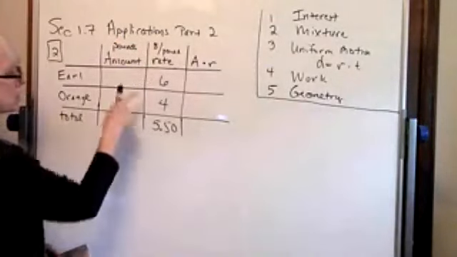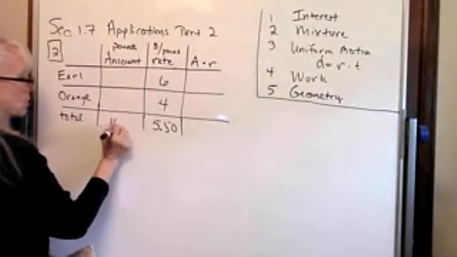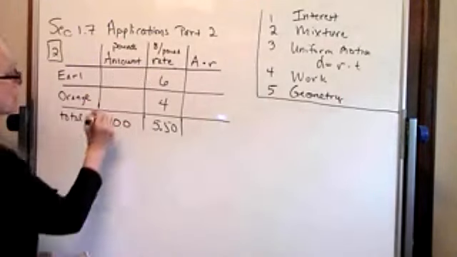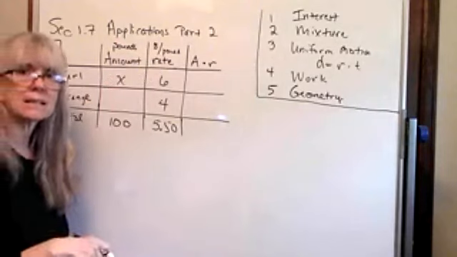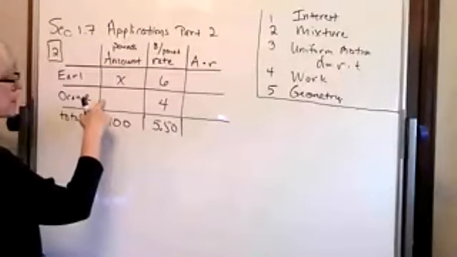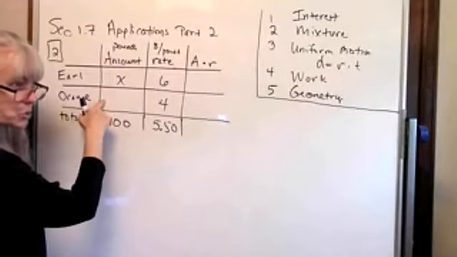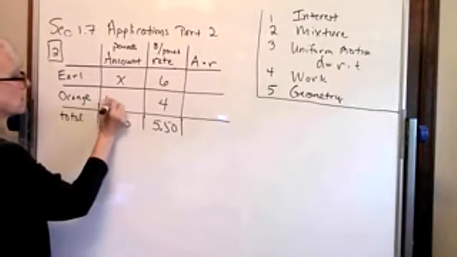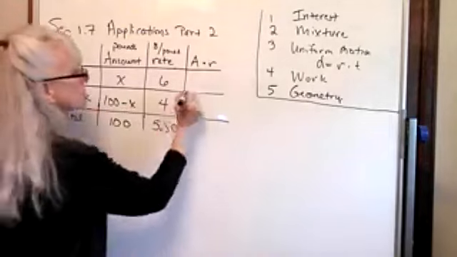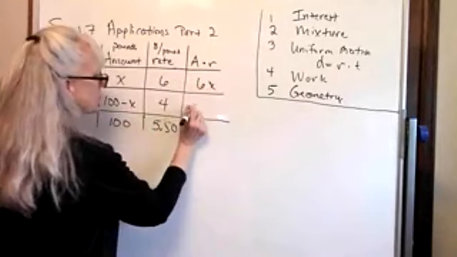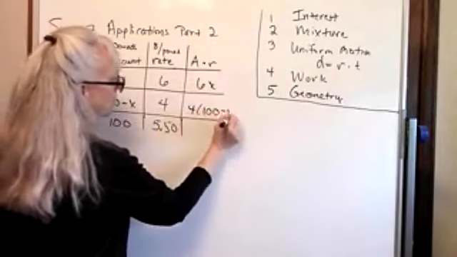Okay, what do we know in terms of amounts? Well, the only thing we know is we need a total of 100 pounds. I do not know how much Earl Grey, so I'm going to call that X. This is similar to the last example we worked. So in order to figure out the poundage of orange pekoe, we're going to take the total of 100, and then we're going to subtract off that X. We'll multiply across. So this is 6X. This is going to be 4 times 100 minus X.